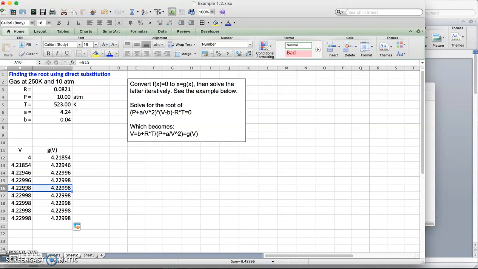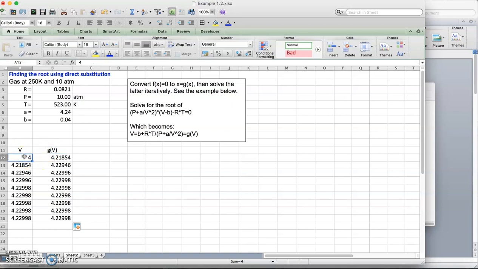To recap, we first convert the equation we have into x equals g of x. For this equation of state, we convert it to v equals g of v. It doesn't matter actually, because v is the same as x, and g of v would be the same as g of x. We're going to create two columns, one for v and one for g of v, or one for x and one for g of x. We start with a guess.